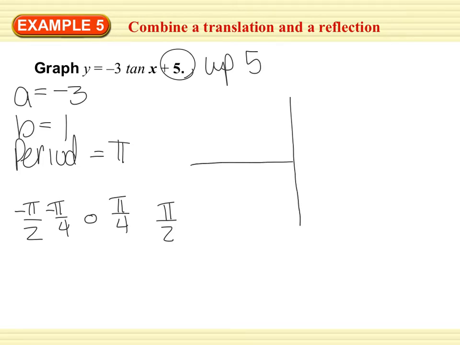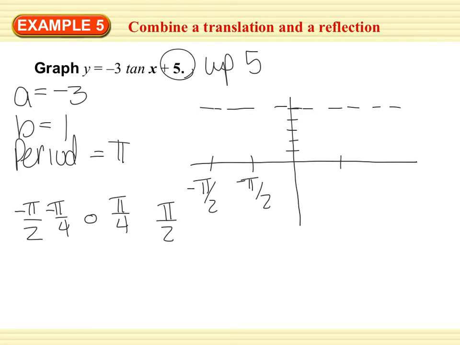So the only thing the up 5 does for us is shift the midline up 5. 1, 2, 3, 4, 5. So that's our midline. Our period, -π/2. Our halfway point, so we have our asymptotes.